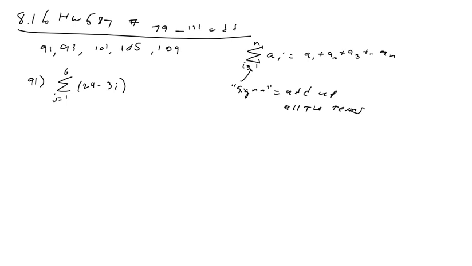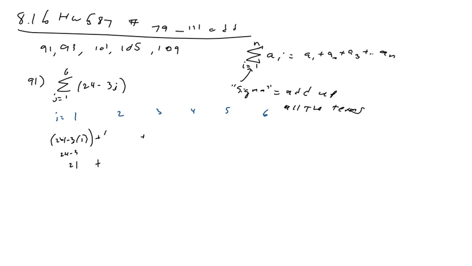So all you do is plug in the numbers 1 to 6 for J. So J is 1, 2, 3, 4, 5, and 6. Plug them into this equation, and then calculate what each number is, and then add up all the pieces. If I do a 1, it's going to be 24 minus 3 times 1 for the first term. So that's 24 minus 3, that's 21.